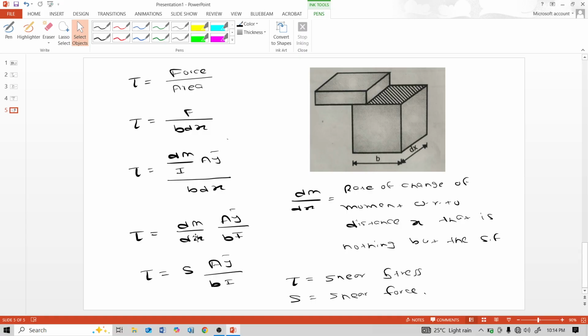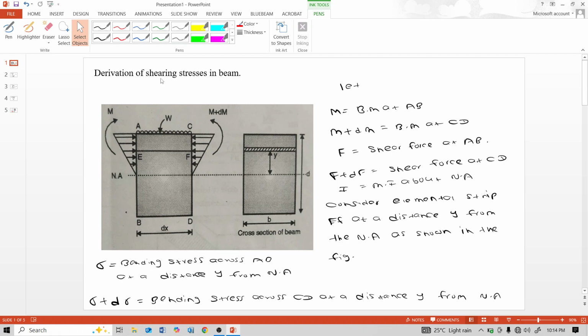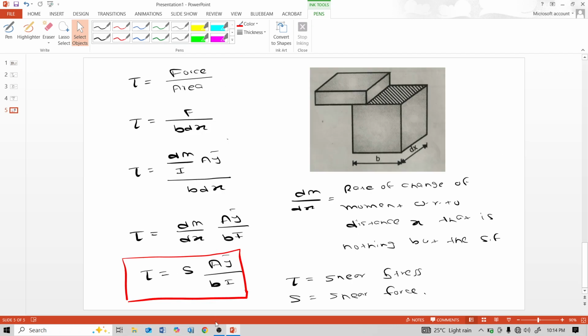And this del M by del x is nothing but the rate of change of moment with respect to distance x, that is nothing but the shear force. So shear stress is equal to shear force into A into y bar upon b into I. So this is the derivation for shearing stresses in beams. Thank you very much.